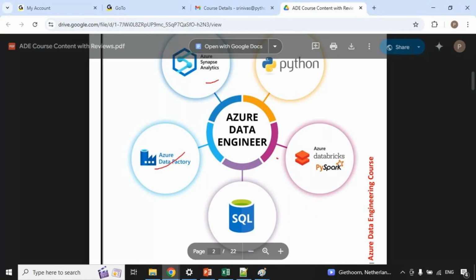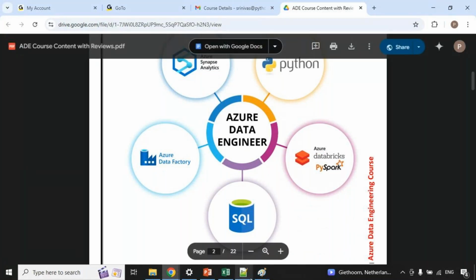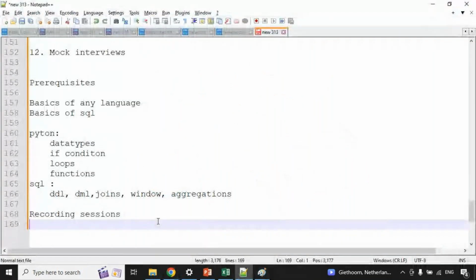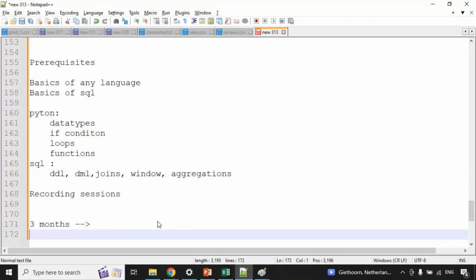Synapse, Data Factory, Databricks, Synapse. Fabric I have to include it. Fabric I have not included, but this batch I included Fabric also. Okay. And the duration will be 3 months, guys. Duration will be 3 months, daily 1 hour.